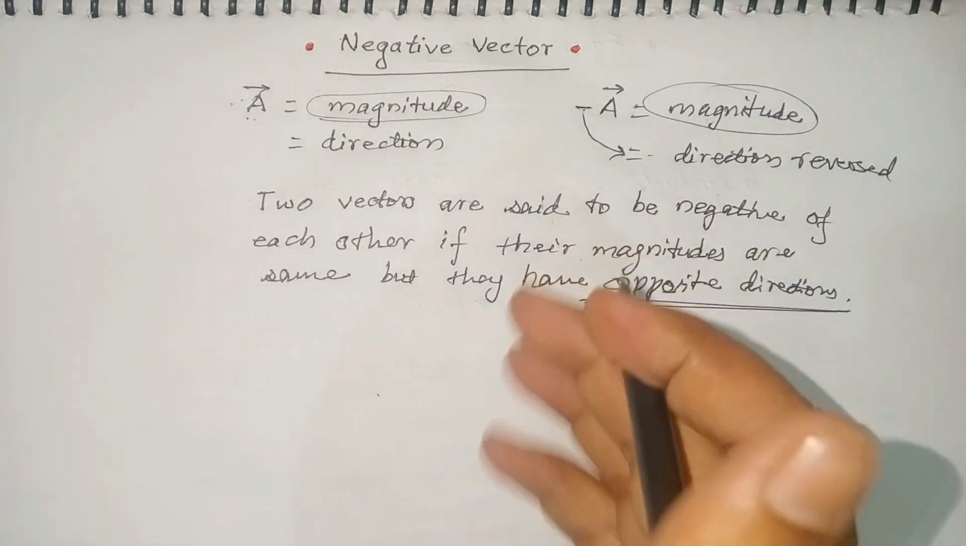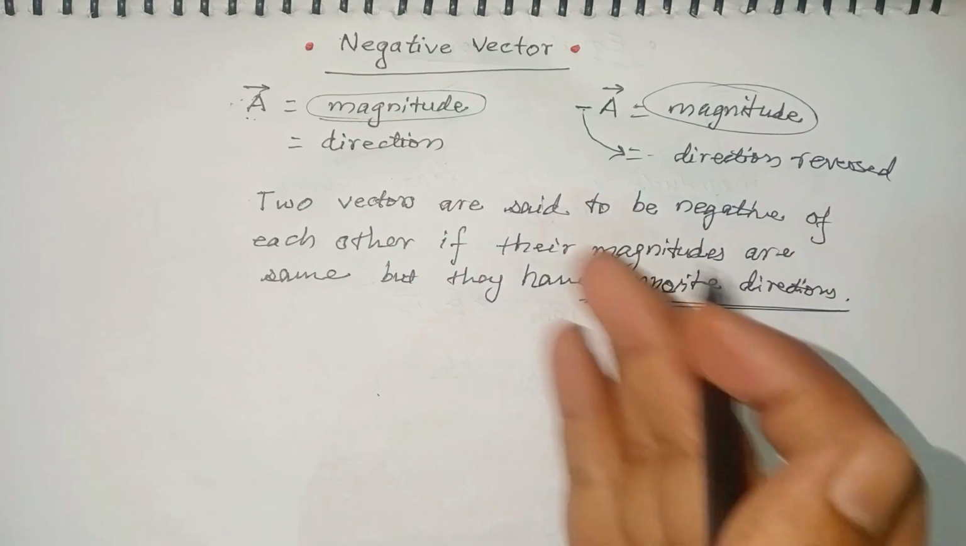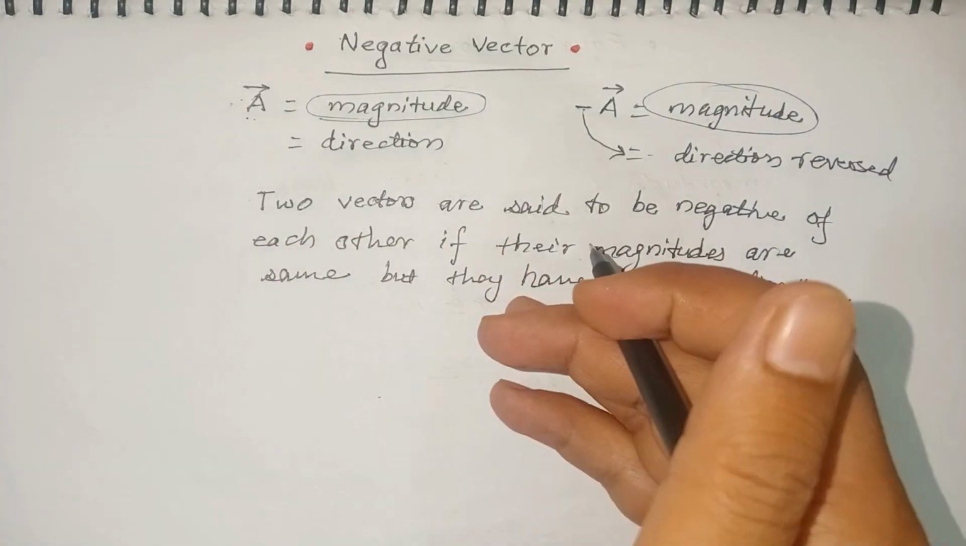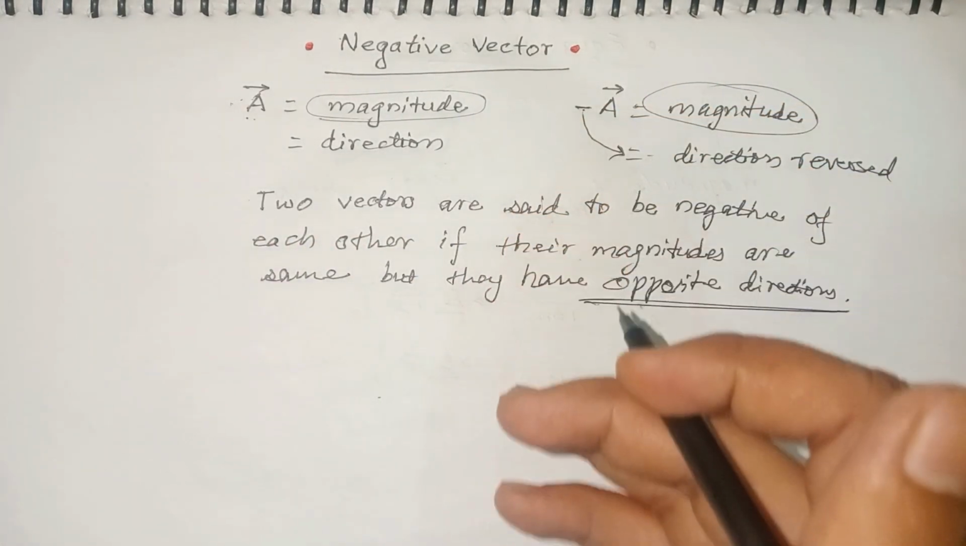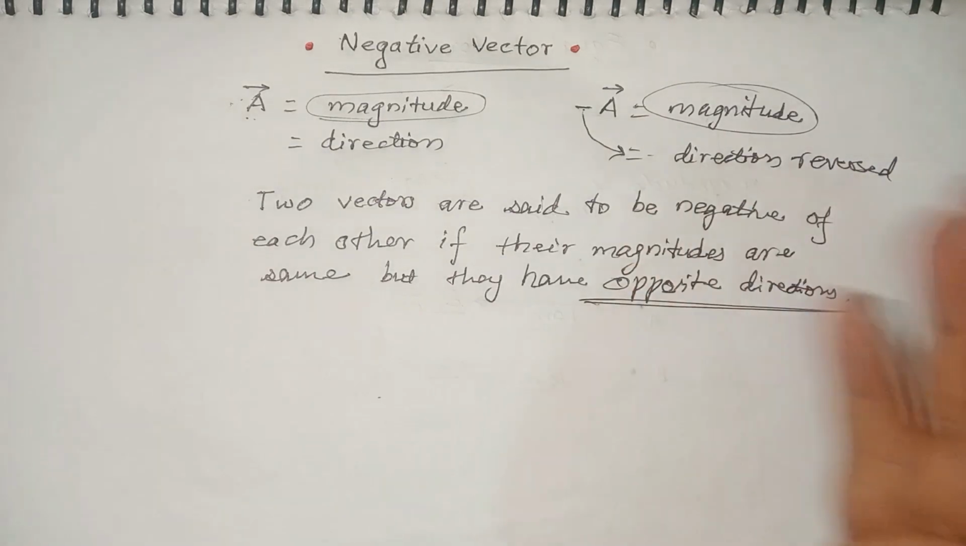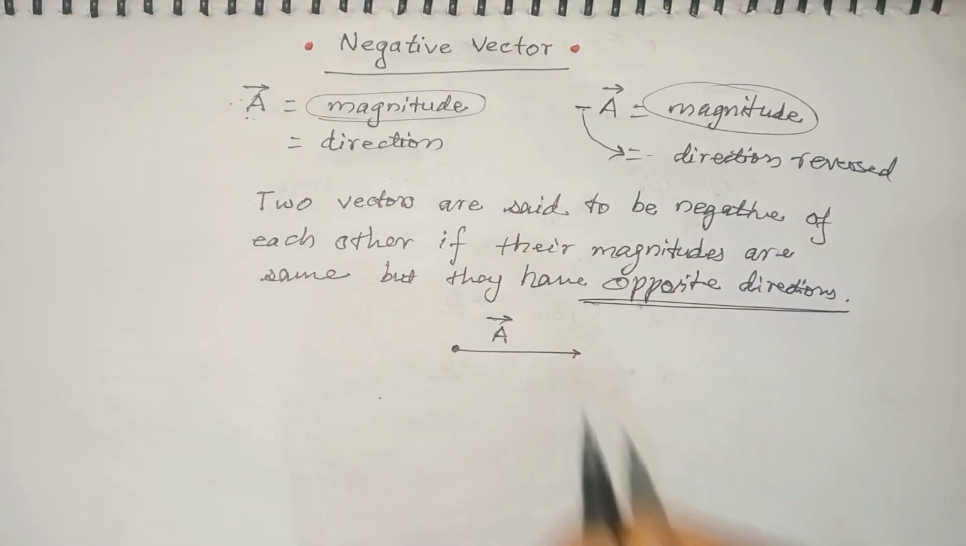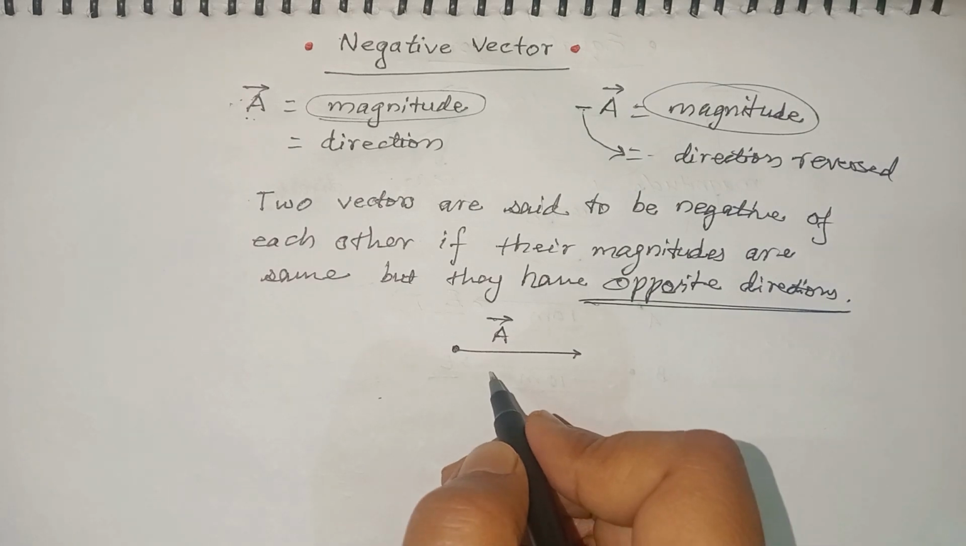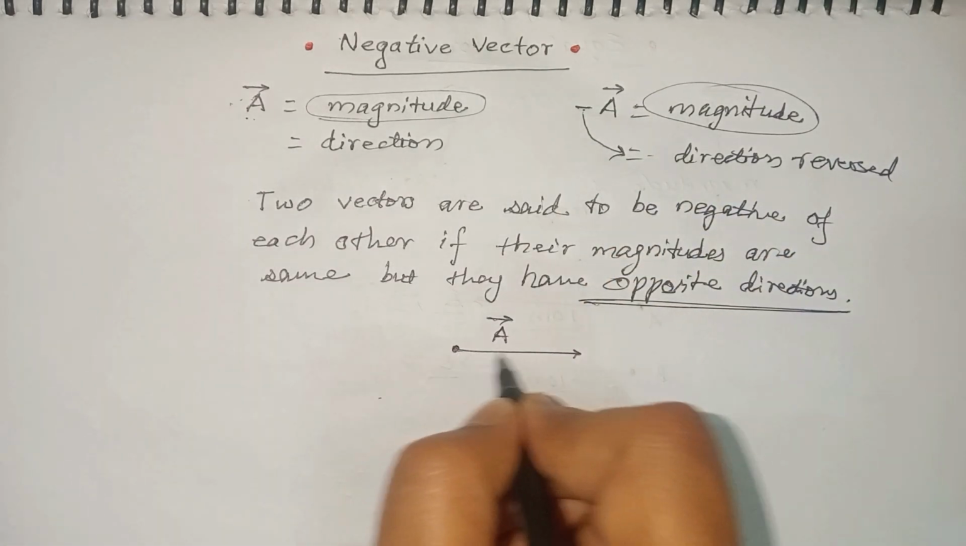If one is going towards east, another will be towards west. If one is going towards north, another will be towards south. The directions are just opposite to each other. Let it be vector A. Then what will be minus vector A? It has this magnitude.